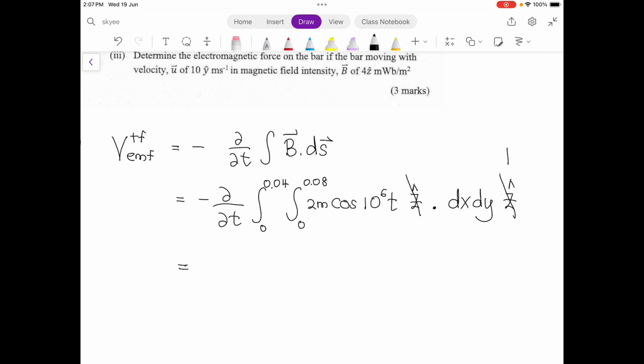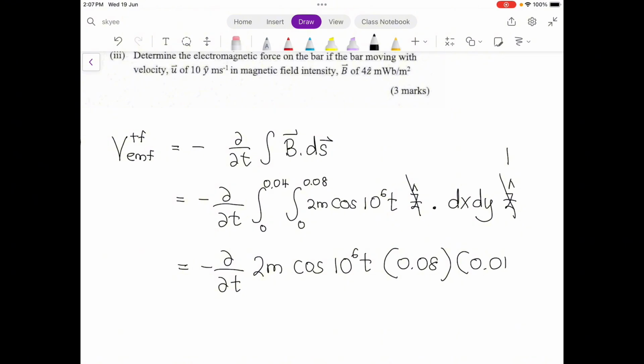So you will take this 2 milli cos 10 power 6 t and take it out because it doesn't relate to the integration. Then you have 0.08 when you integrate dx, and 0.04 when you integrate dy. We'll integrate the dy.